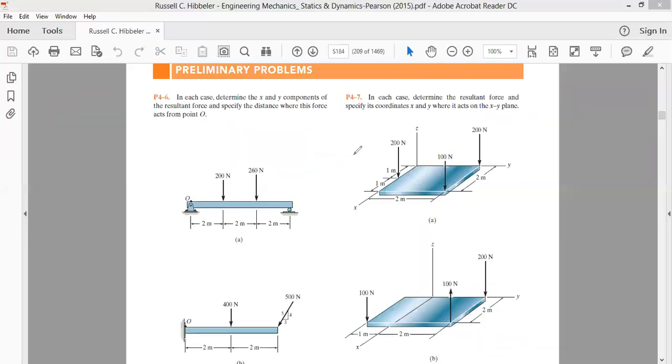Let's solve it. We will sum up all the forces. There are no forces acting along the y direction, so the sum of all the forces along y has to be equal to 0. There are no forces acting along the x-axis, so summing up all the forces along the x-axis is also equal to 0. Now as far as the z direction is concerned, let's sum up all the forces along z. We have a force of 200 Newton along minus z, so we write minus 200 Newton.